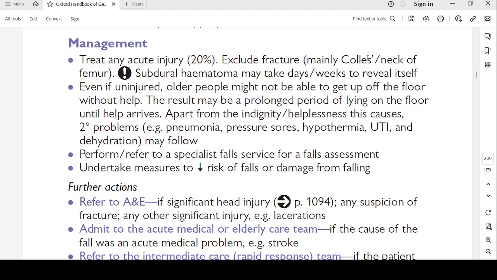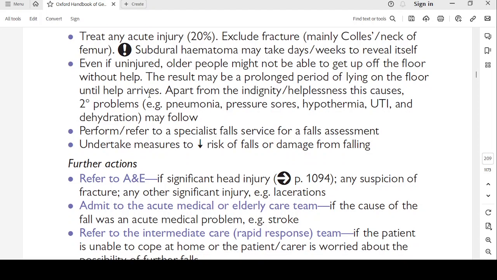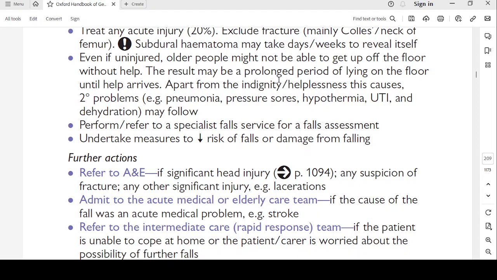Exclude a fracture, mainly the Colles fracture or neck of femur fracture. A subdural hematoma may take days or weeks to reveal itself. Even if uninjured, older people might not be able to get off the floor without help. The result may be a prolonged period of lying on the floor until help arrives. Apart from the indignity or helplessness this causes, secondary problems like pneumonia, pressure sores, hypothermia, UTI, and dehydration may follow.